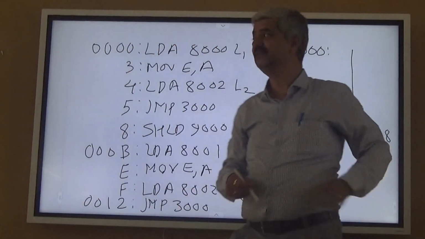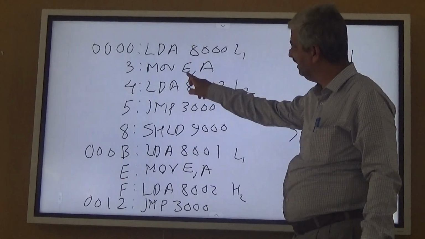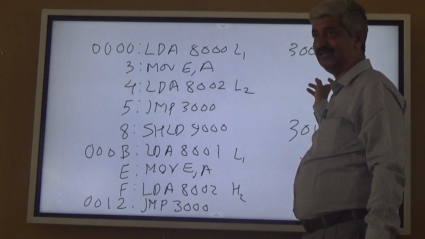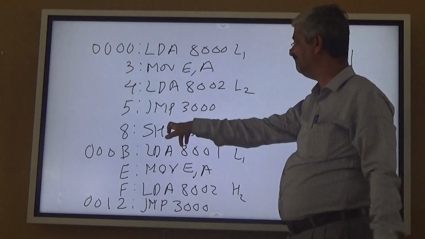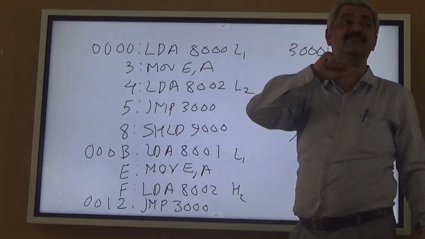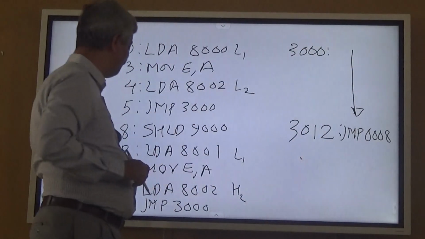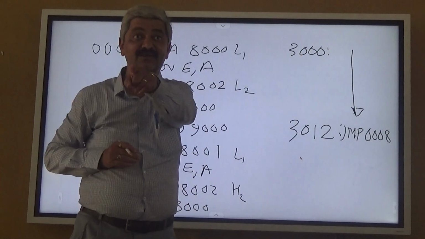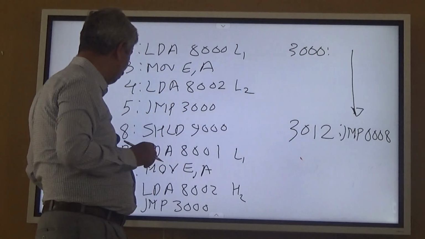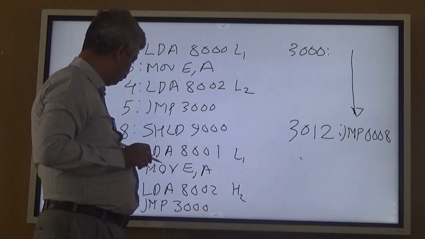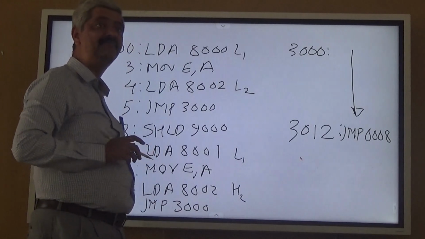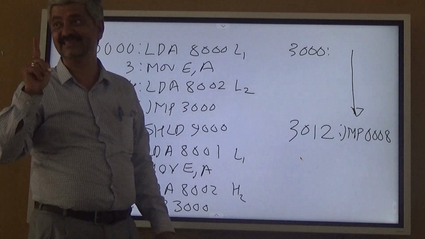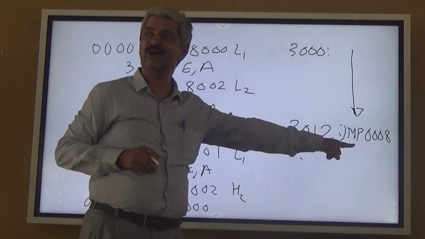Right, so what I have done is I have put L1 in E, L2 in A, and I went there. So it did my multiplication. I came back, I stored the result. But now the problem is, when I jump from here to 3000, it will do everything. It will perform multiplication, but it will go again. It is expected to come back at 15. It will go at 8.